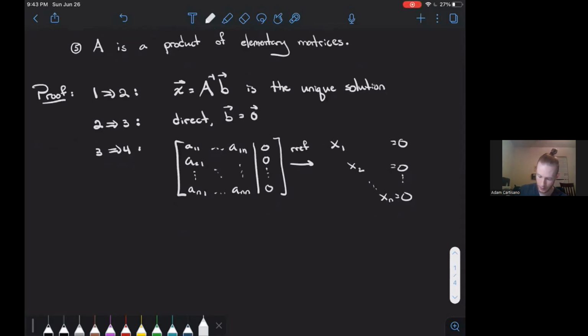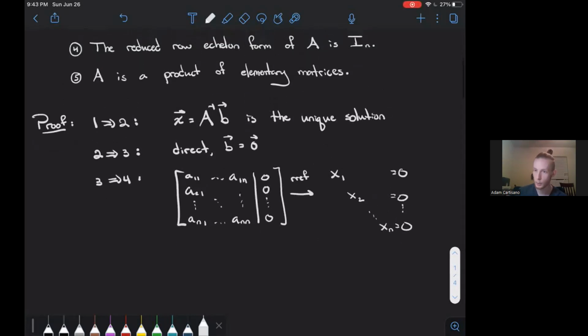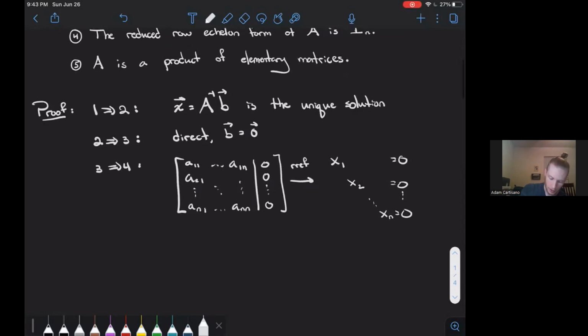It's the identity matrix. In other words, there are no free variables in this system, right? If there were, it would contradict the assumption that the trivial solution is the only solution to the system of equations. Great. Okay, and so then 4 implies 5.